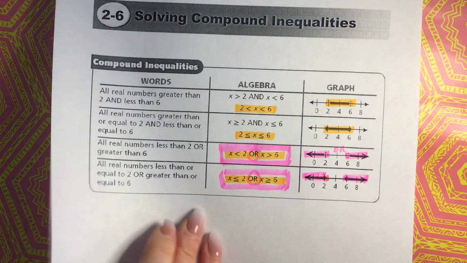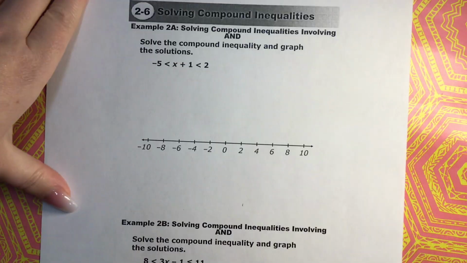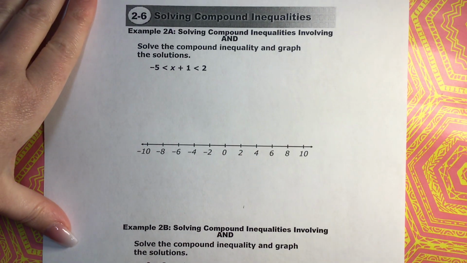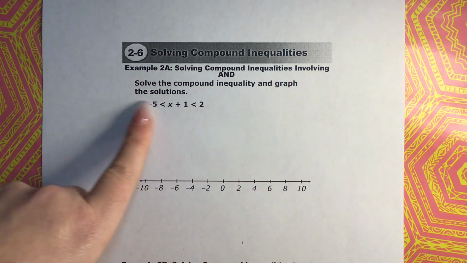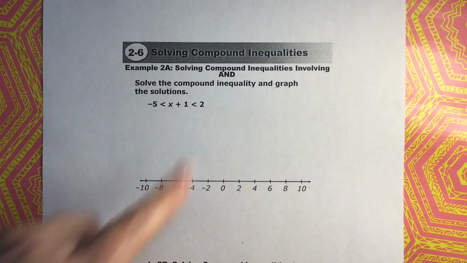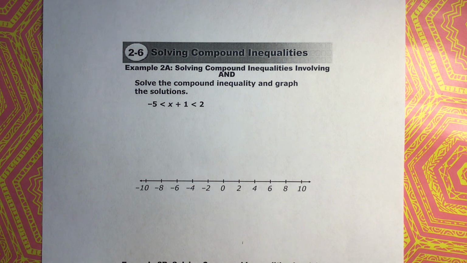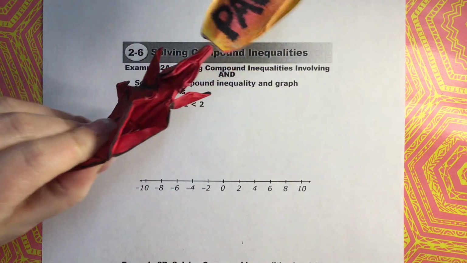All right, let's go ahead and get started with a few examples. So here we go with example 2A. We're going to solve the compound inequality and graph the solutions. What does this look like? Well, this kind of looks like an and problem, right? And I love these. These are so fun, okay? Compound inequalities. I'll give it to you, it looks a little scary. Yeah, it looks a little scary to me too.